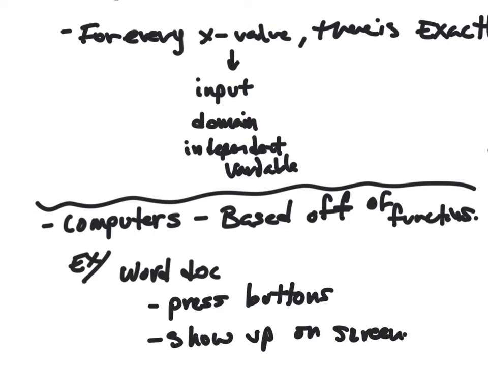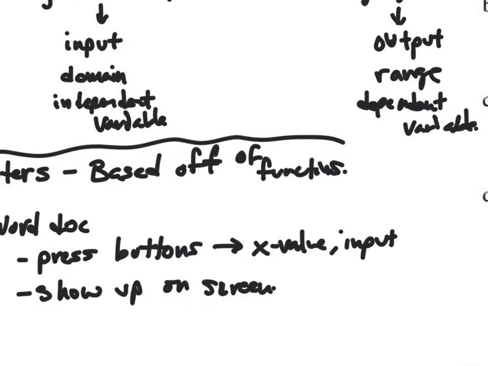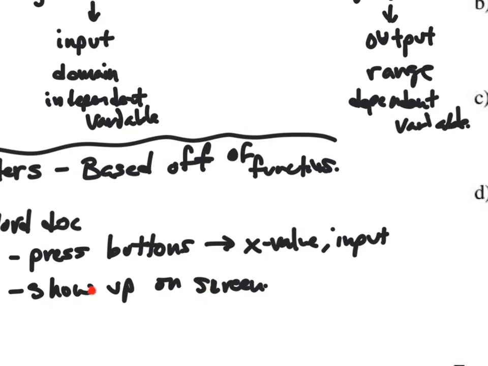So let's think, for example, pressing buttons. That is your X value, your input. And as a result, those letters or symbols show up on the screen. The action that's taken is a Y value, which is your output. And that's the idea.